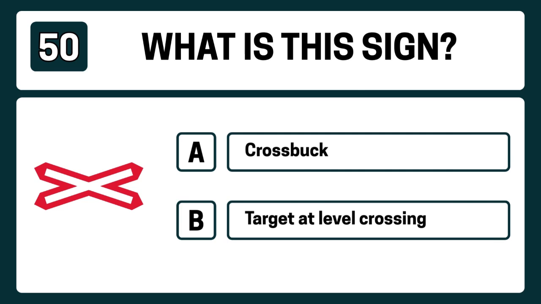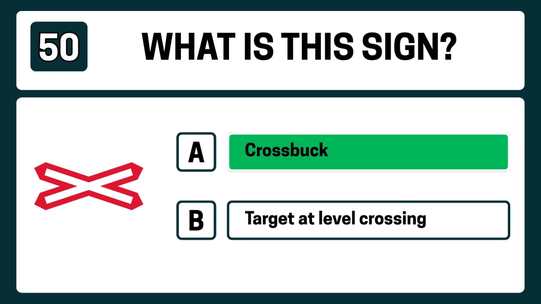What sign is this? Crossbuck or target at level crossing? Well done. The crossbuck sign marks a railway level crossing.